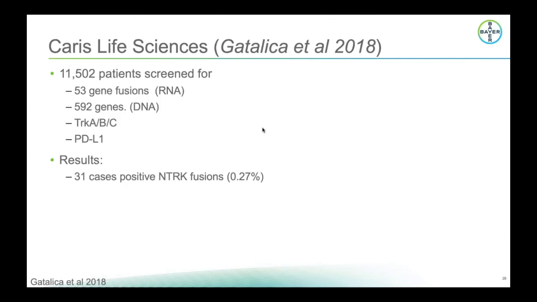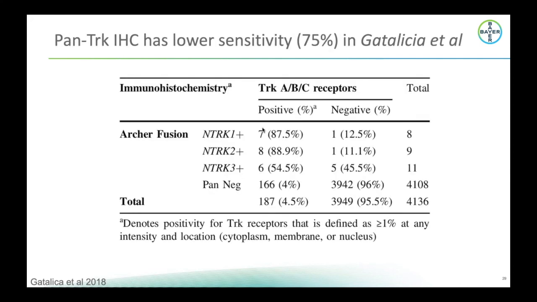Caris Life Sciences published a beautiful paper a couple of years ago. They did 11,000 patients. They did NGS at the DNA level and RNA level. They did immunohistochemistry as well as PD-L1. And from this cohort, they picked 31 positive cases with NTRK, which represents 0.27%, which is extremely low. But they compared the power of immunohistochemistry with NGS in detecting these NTRK fusions, and they found the sensitivity is 75% for the NTRK immunohistochemistry, which is not great, but it's not bad either. And it situates the immunohistochemistry as a screening tool.